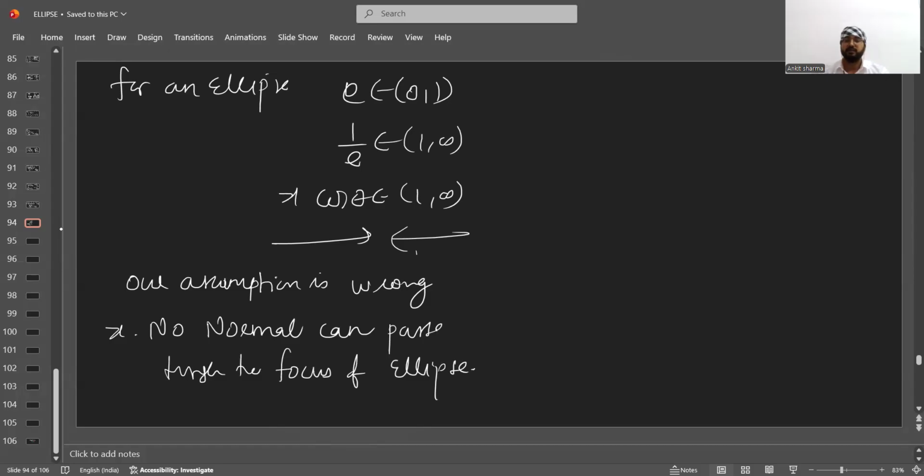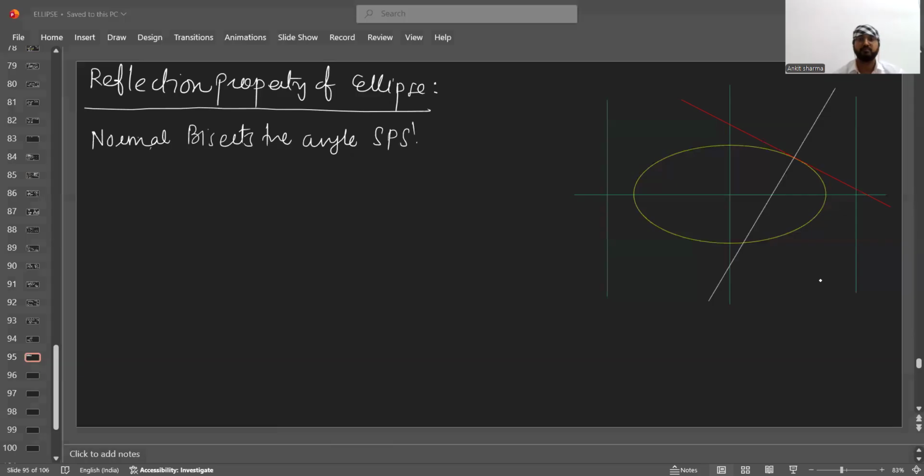All right. Now let's see the reflection property of an ellipse. Another important part of this normal is the reflection property of the ellipse. Here the normal is the hero. That means the normal bisects the angle SPS'. So this is my point P, where the normal is being drawn, and this is the focus S, and this is the other focus, S'. We now have to prove the classic result that these two angles are equal.